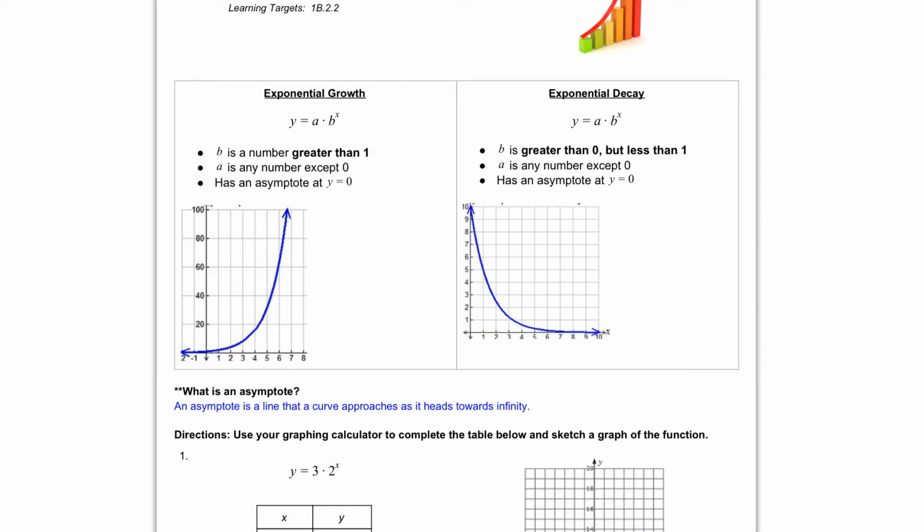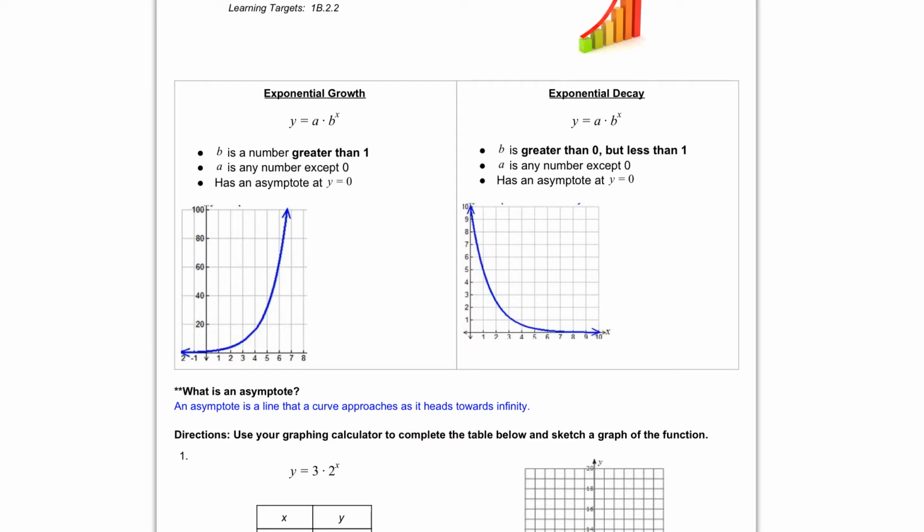The other two parts of the equation are the same for both growth and decay. A is going to be any number except 0 in both cases. And it has what we call an asymptote at y equals 0. An asymptote, which is defined below, is a line that a curve approaches as it heads towards infinity.